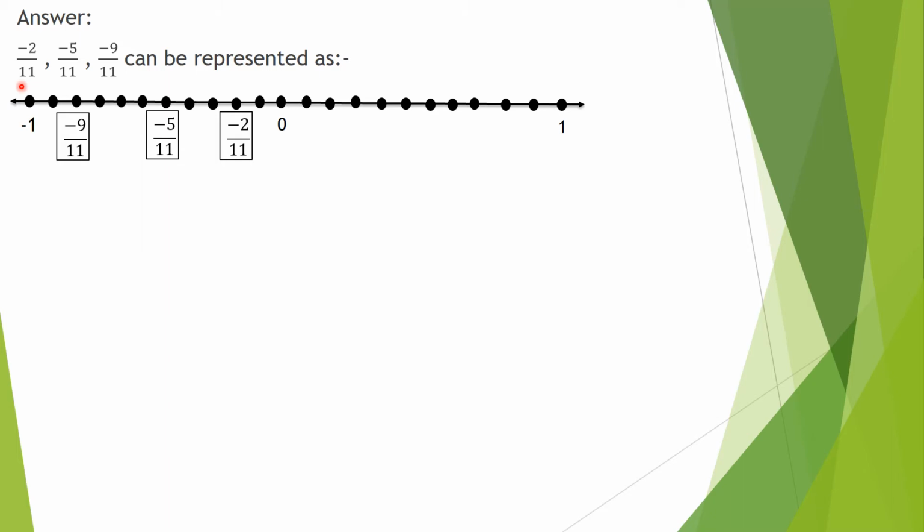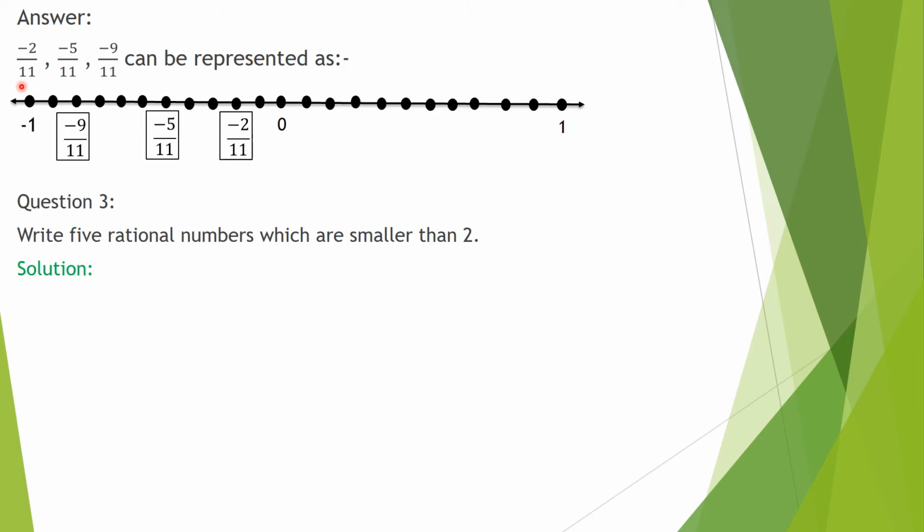All right, let's move to question number 3. Write 5 rational numbers which are smaller than 2. Now see, there are two methods of doing this. This is a very simple question. You have to write 5 rational numbers which are smaller than 2. So what is the other form? First of all, you will write 2 in the form of P upon Q. Though 2 is also a rational number, we will first write it in the form of P upon Q. We can write it as 2 upon 1.